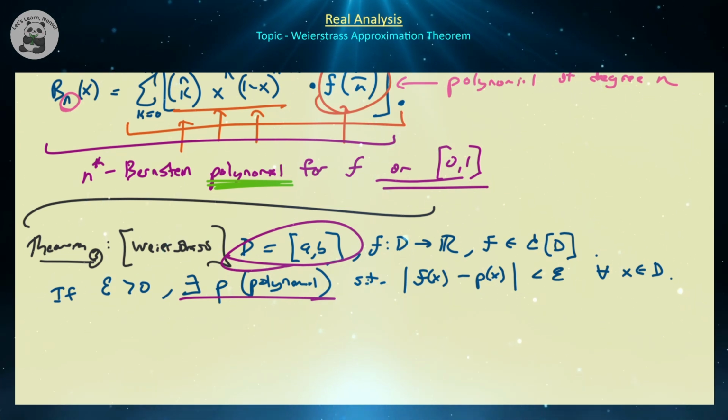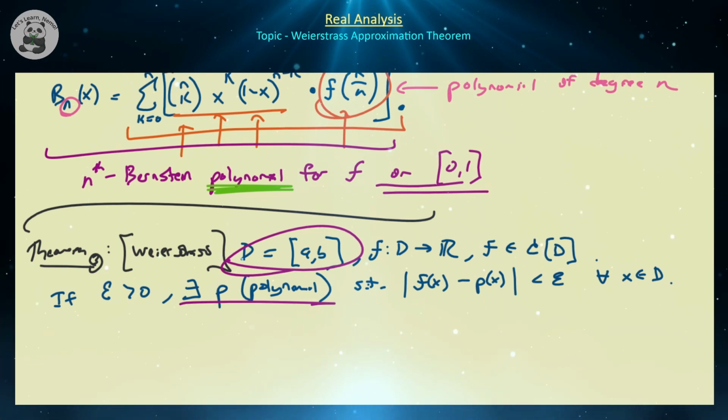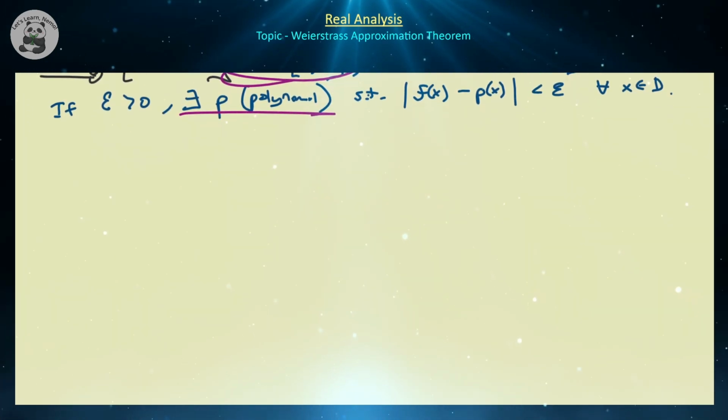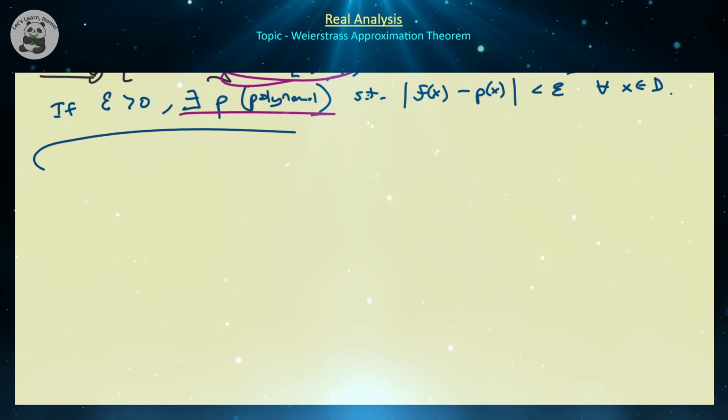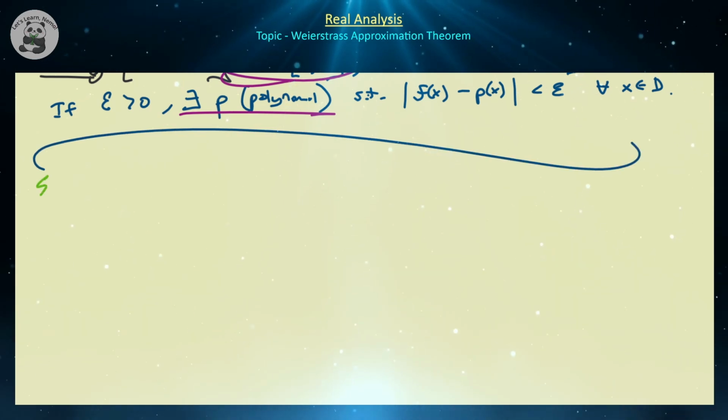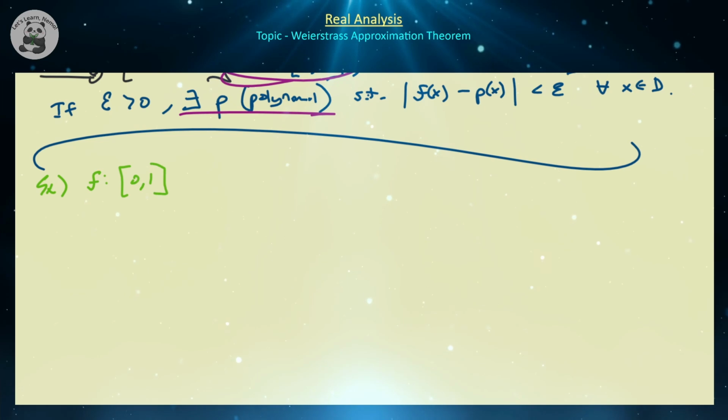All you have to do is make n get arbitrarily large, and then B_n(x), if you're on [0, 1], will converge to your function f. So let's work through an example on [0, 1] to see how that works. Let's take our function on the closed interval 0 to 1, and let's work with f(x) equal to, let's choose sine x again.